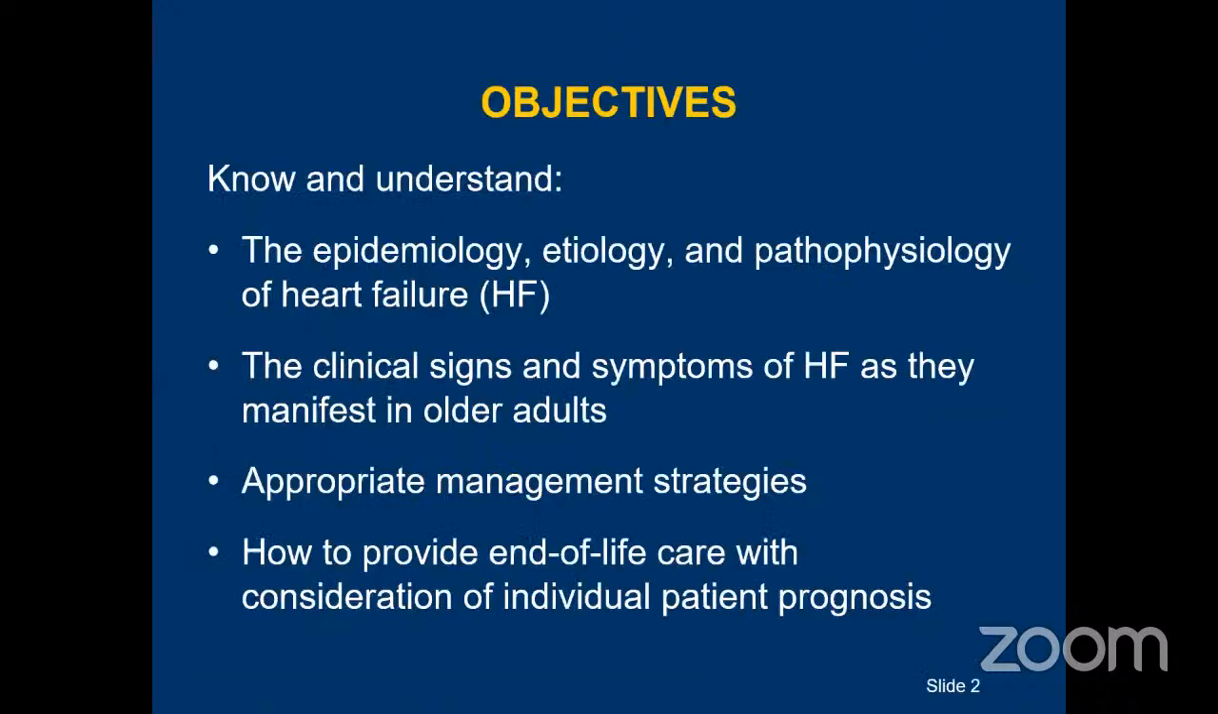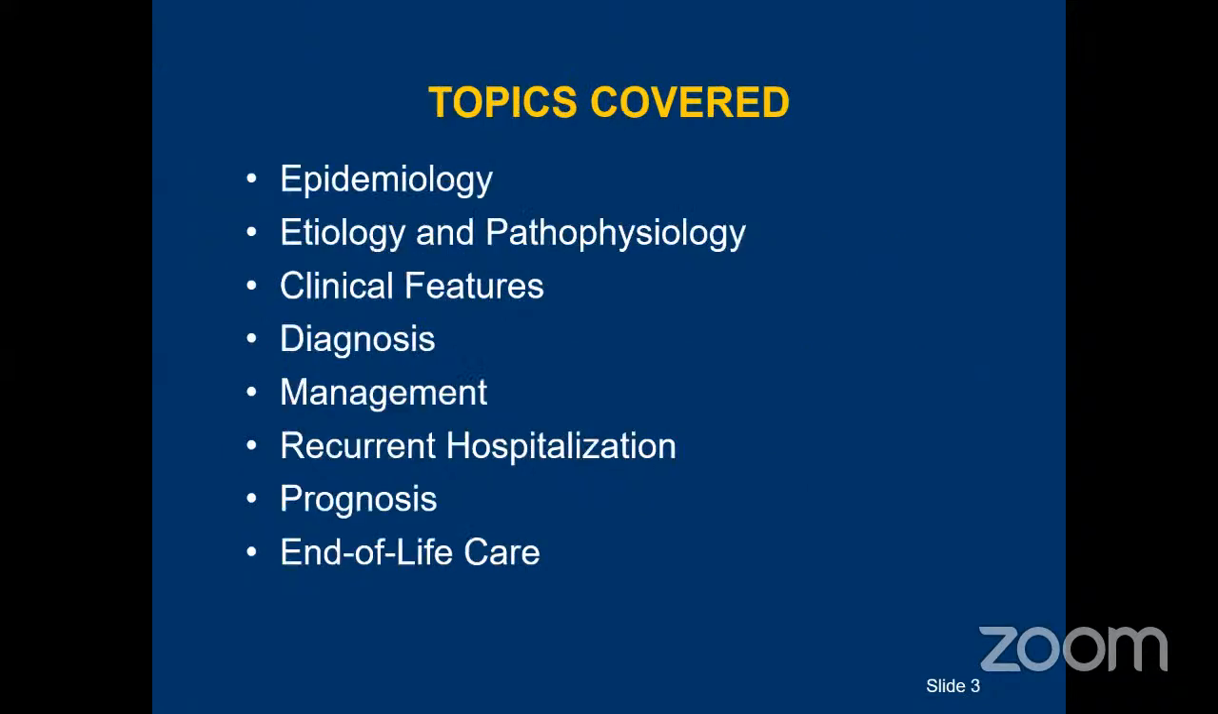Okay, so coming to the objectives, today we're going to learn about the epidemiology, the etiology, and the pathophysiology of heart failure, also the clinical signs and symptoms of heart failure as they manifest in older adults, appropriate management strategies, and how to provide end-of-life care with consideration of individual patient prognosis. The topics we're going to cover separately are epidemiology, etiology, pathophysiology, clinical features and diagnosis, management, recurrent hospitalization reasons, prognosis, and end-of-life care.